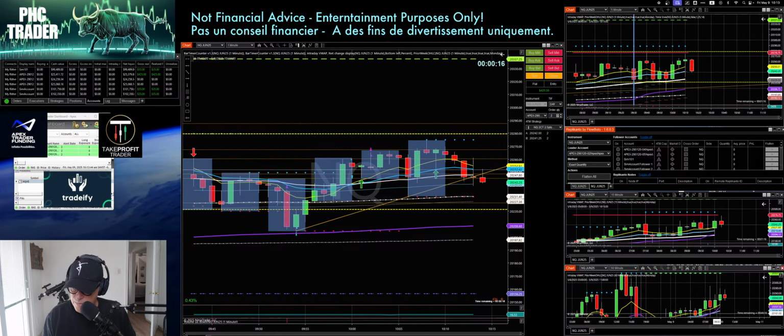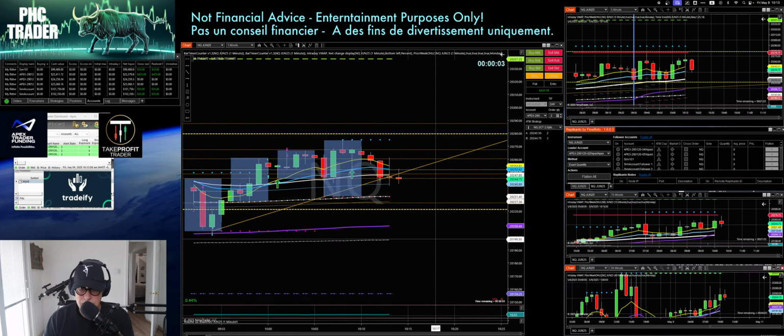What does it tell me? Pretty soon it's going to pass over the yellow. On dirait que VWAP va passer au-dessus de la jaune bien vite. Qu'est-ce que ça veut dire? Ça veut dire qu'on s'en va vers le bas. That's what it means.